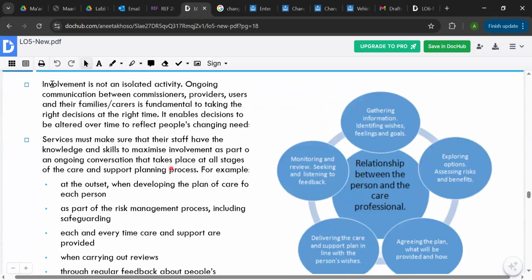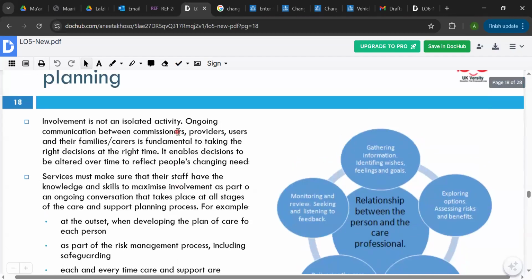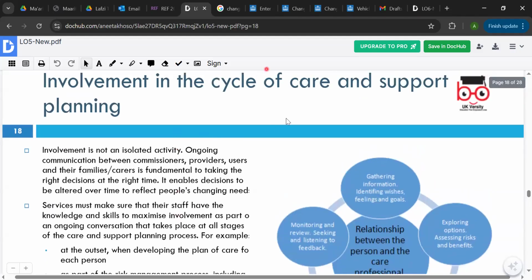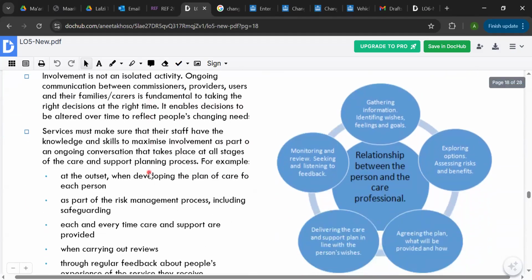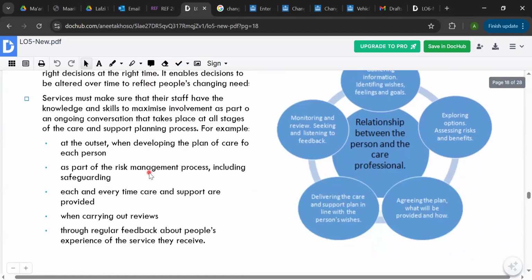We will come to this. However, any type of involvement in the cycle of care and support plan is not an isolated activity. It has multiple people involved. That is why it is multidisciplinary. It enables decisions to be altered over time to reflect a person's changing needs.